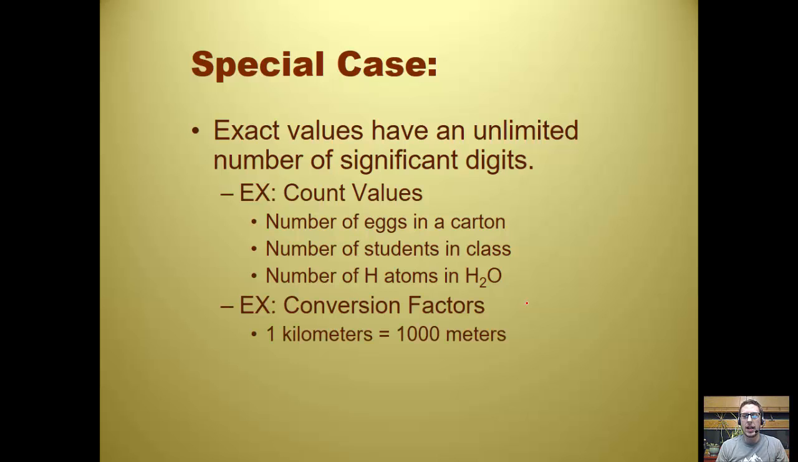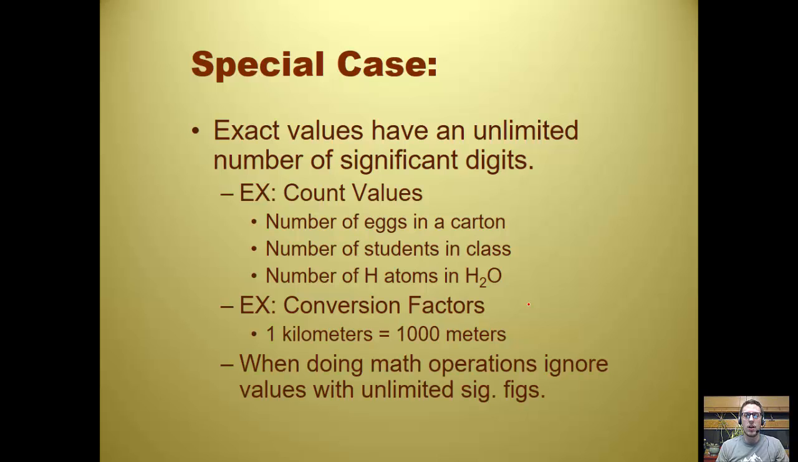And also conversion factors. If I say 1 kilometer equals 1,000 meters, that means that there is 1.0000000 kilometers and 1,000.00000 meters. There's always an unlimited number of significant digits, so you don't count them.